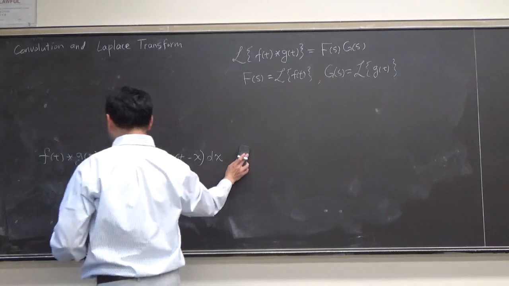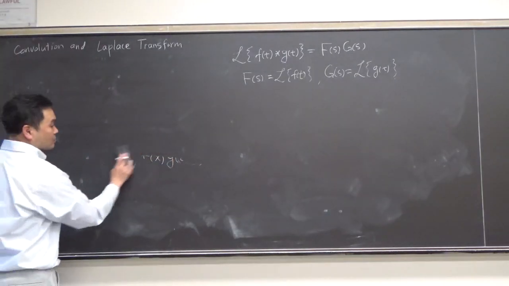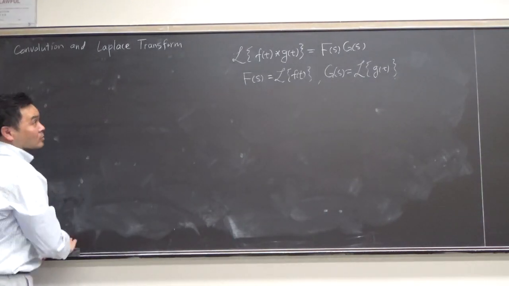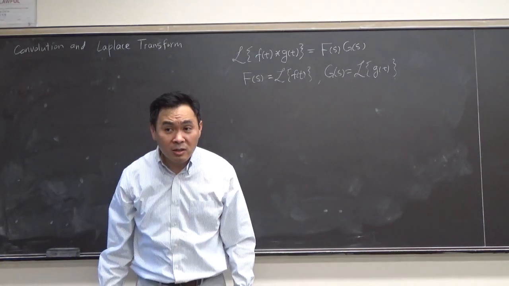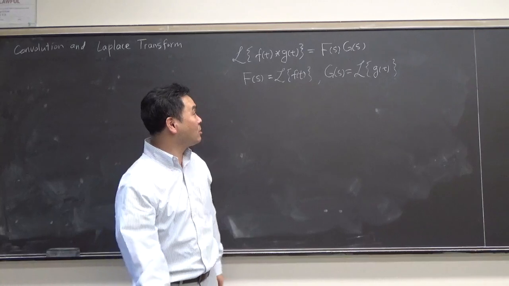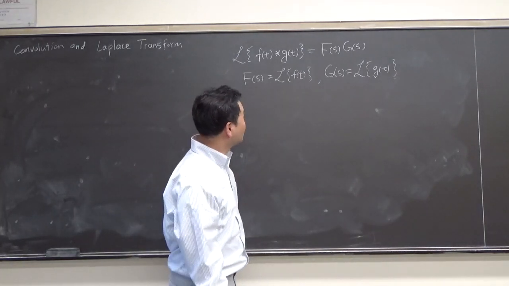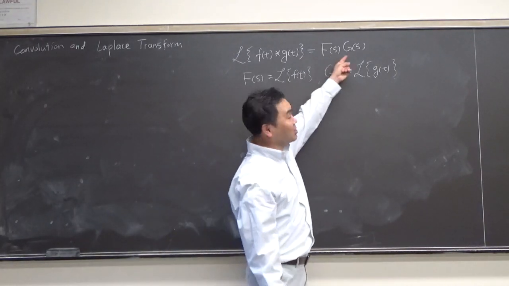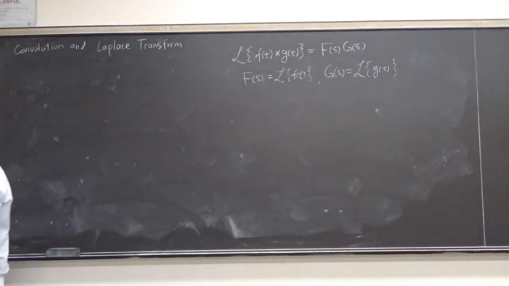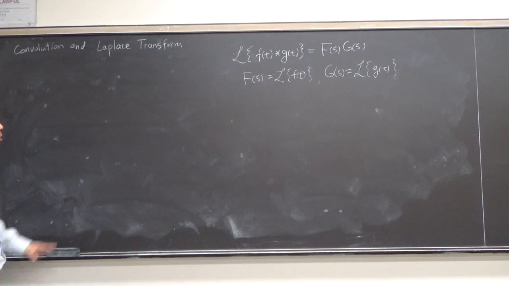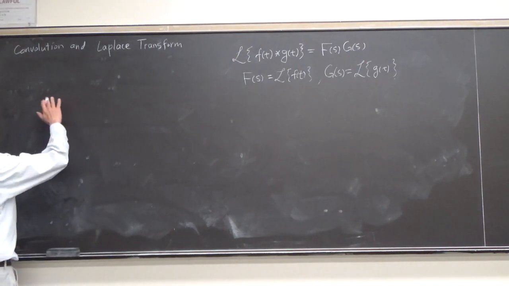Do you mean f and g are orthogonal? No, not orthogonal. It's just that they're multiplied. If you have a product, the inversion becomes a convolution. And hopefully I'll have time to show how it applies.